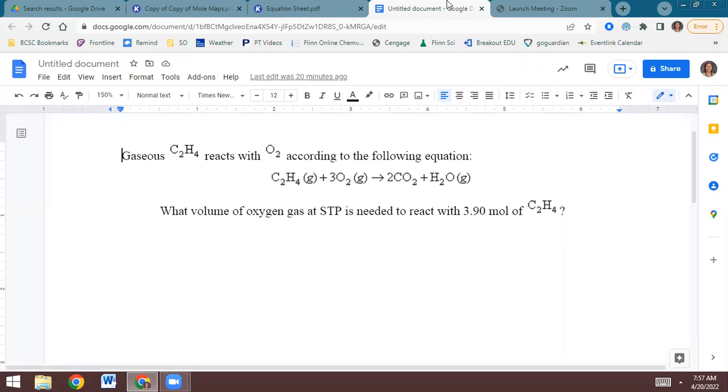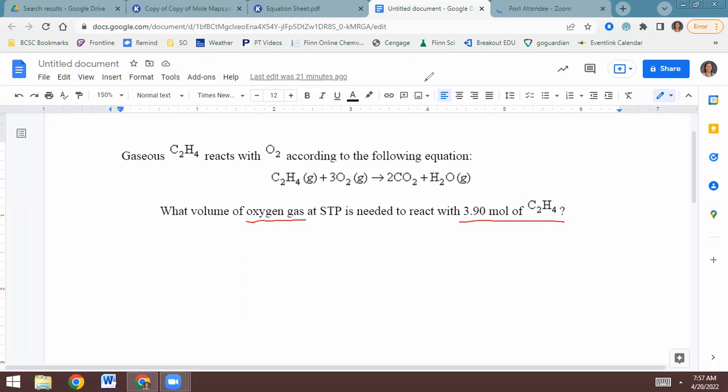Okay, so let me see. Yep, I can write. The thing that we need to know is that since we want to know the volume of the oxygen at STP, we will have to convert the 3.90 moles of the C2H4 into moles of O2 before we can then solve for volume. Because if you just took the 3.9, it wouldn't be the correct type of volume.